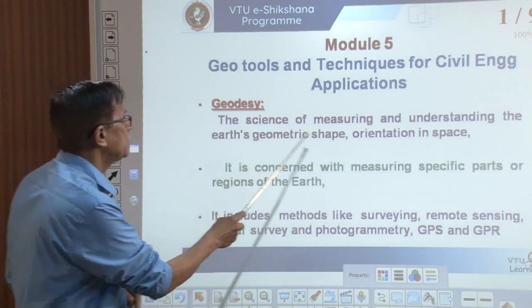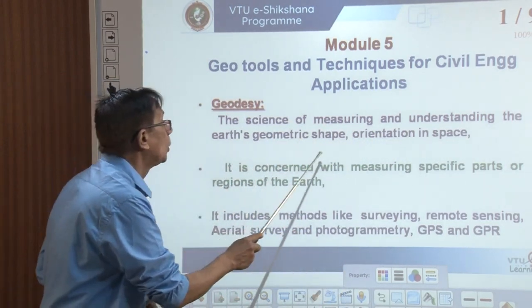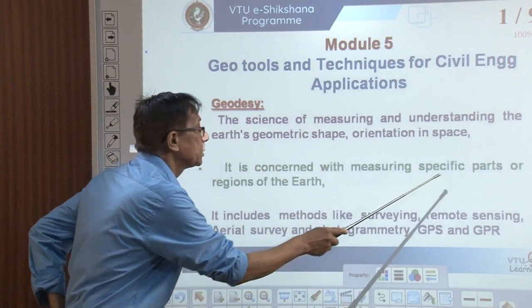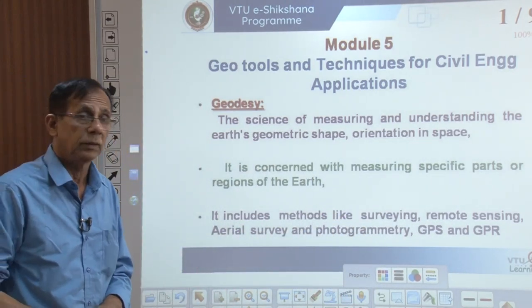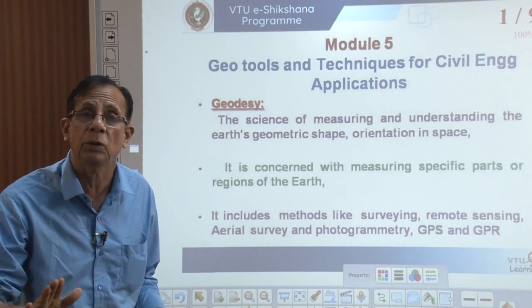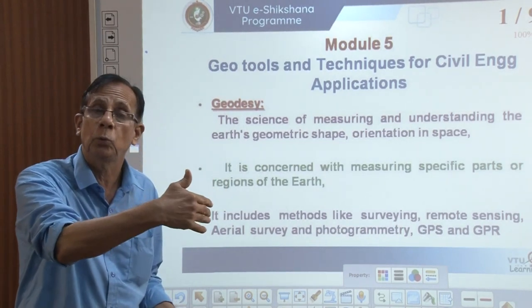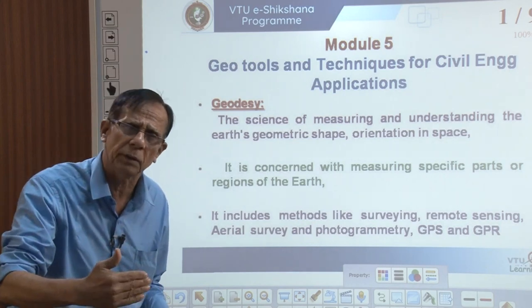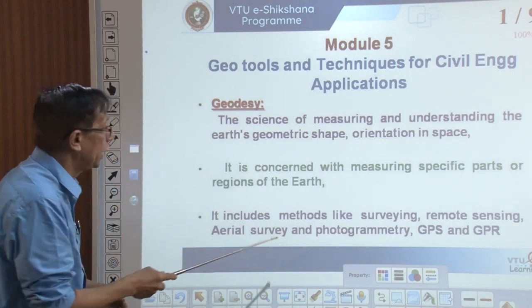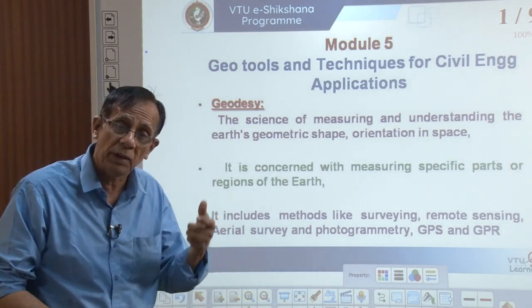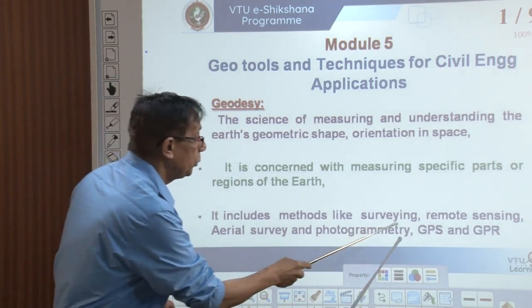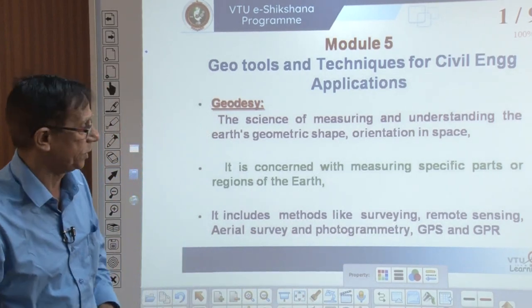Geodesy, as we have said, is the science of measuring and understanding the Earth's geometric shape and orientation in space. It is concerned with measuring specific parts of the region of the Earth. And it includes methods like surveying. Just now I said complementary surveying, not extensive surveying. In the other modules, 2, 1, 3, etc., whatever the field data, that was extensive, and we were able to depend on that. But in this, whatever geo tools we employ, unless we have complementary field input, it is not possible to validate. Therefore, we do have a complementary surveying ground observation.